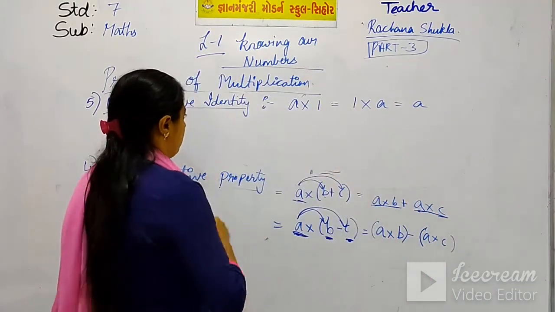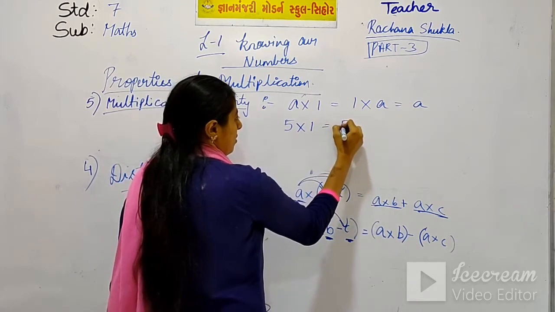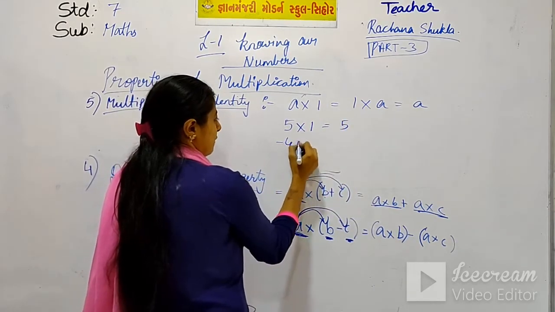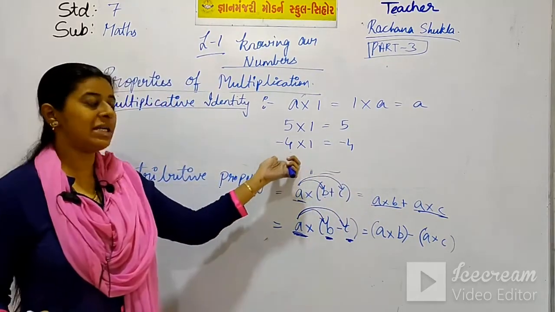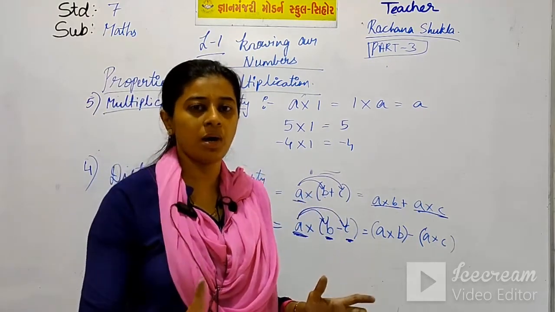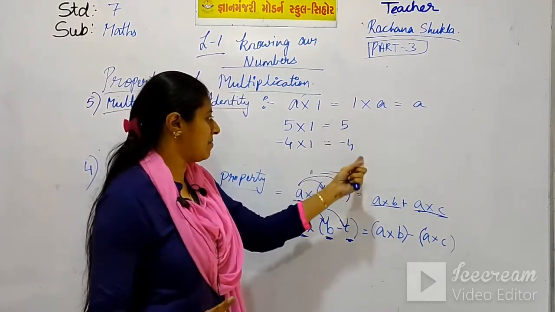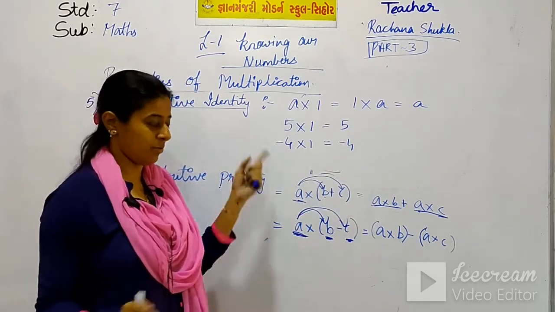Let's have an example. 5 into 1 is equal to 5. Minus 4 into 1 is equal to minus 4. So this is the multiplicative identity. Multiplying any number with 1, you will get the same number as your answer. Note down this property in your fair book.